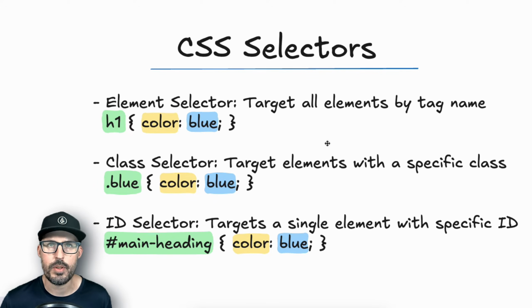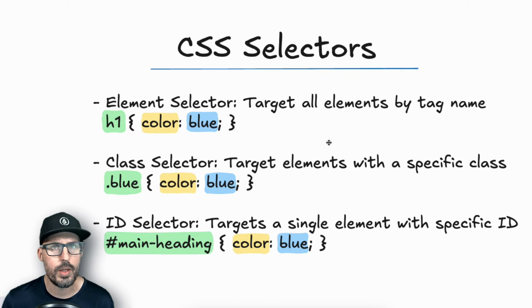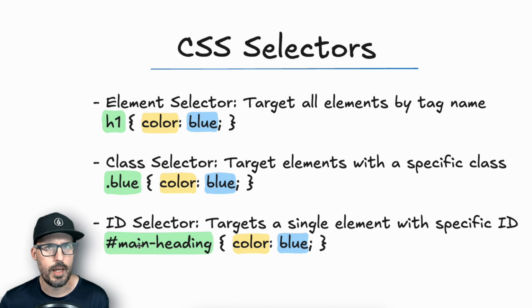This works very similar to a class selector. However, per the HTML rules, you should only have one unique identifier on any given HTML page. So the ID selector will target a single element with a specific ID. The way you use this is a pound or hashtag along with the associated ID name. So if I had an element with an ID of main heading, it would get this color blue style.